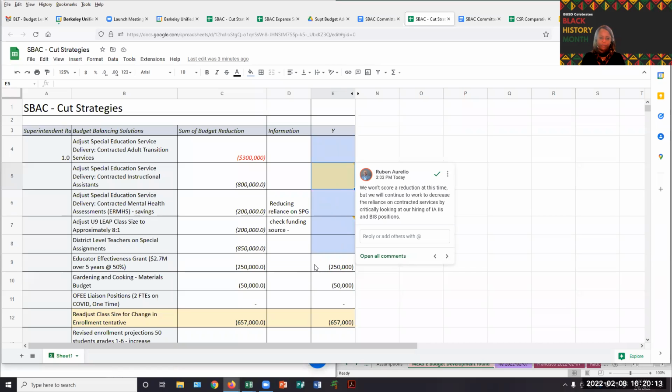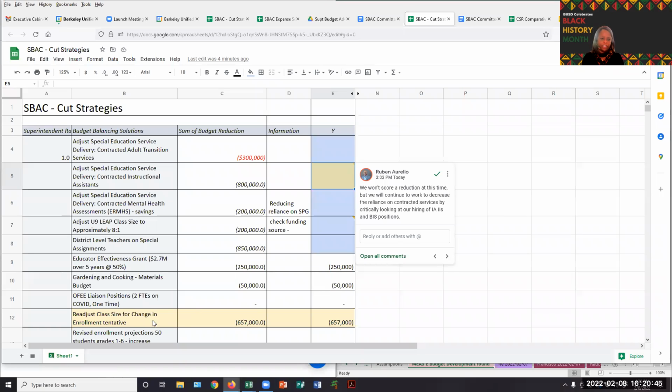So, what are we going to score? That's what we're not going to score. So, we had talked about this educator effectiveness grant. We still think that this is attainable at $250,000, and this is us using 50% of this grant for other expenses. They still need to be identified, but we've scored the $250,000 at this time. Our gardening and cooking program materials, we still think that's attainable.